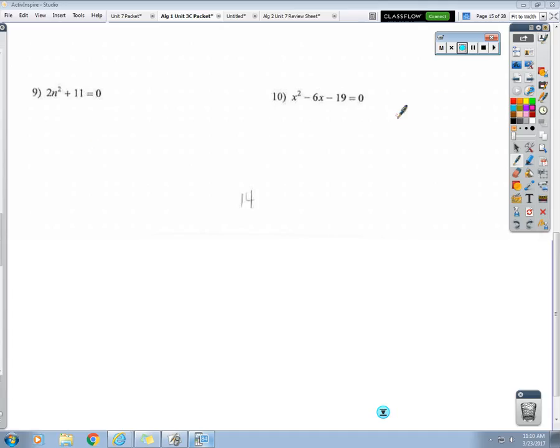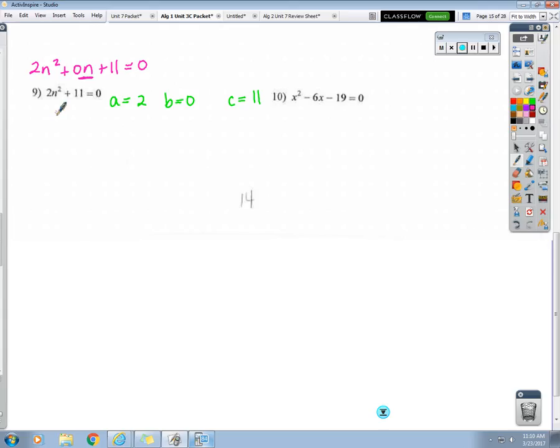Okay, so look, number 9. You immediately notice that it's different because instead of a trinomial with 3 terms, it's a binomial. But doesn't it just mean that this was 2n squared plus 0n plus 11? Doesn't that just mean that this was a 0 and so that's why they chose not to write it? So you do it the same way. You identify your A, B, and C. A was 2, B was 0, C was 11.